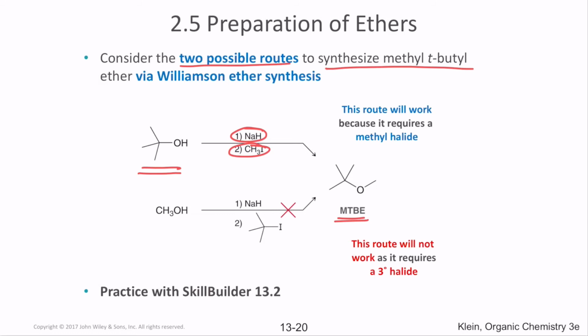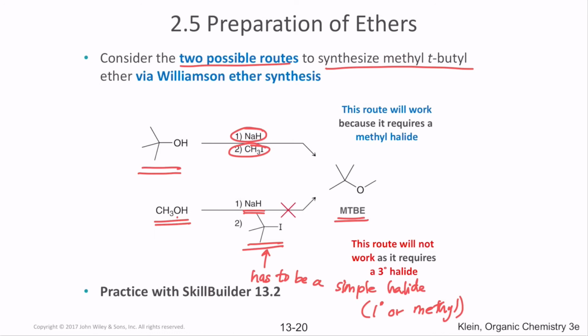So the second route here is not going to work easily, because when you use methyl alcohol and NaH with a complex alkyl halide, this is not going to work. The reason is that this has to be a simple halide, generally primary or methyl, so it cannot have a tertiary halide. So this is the only route for you to create methyl tert-butyl ether.